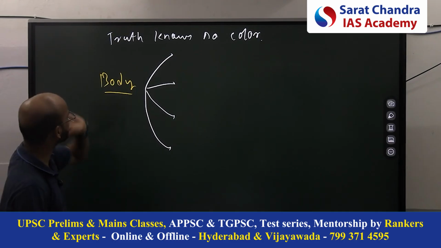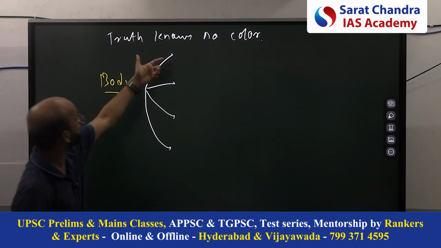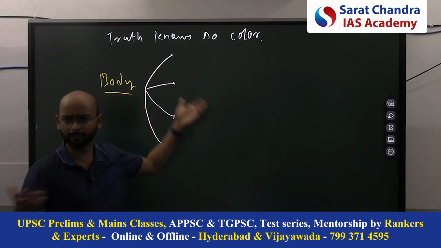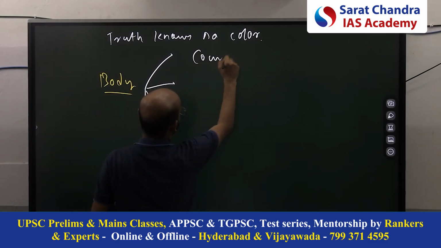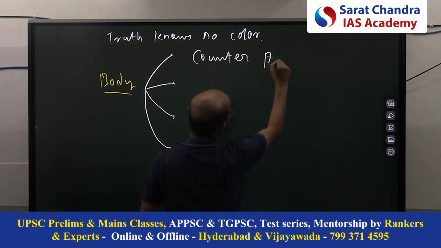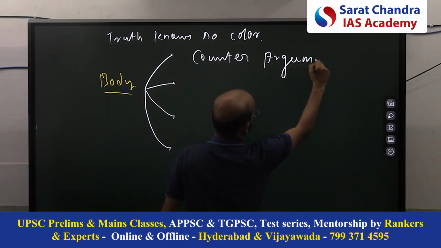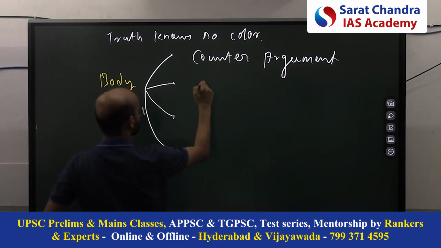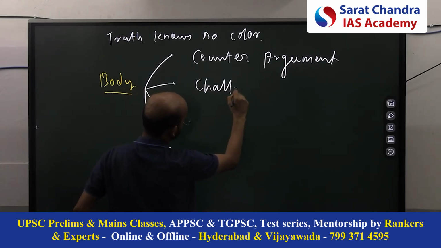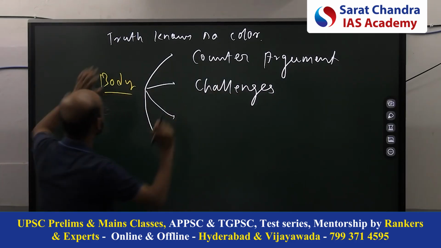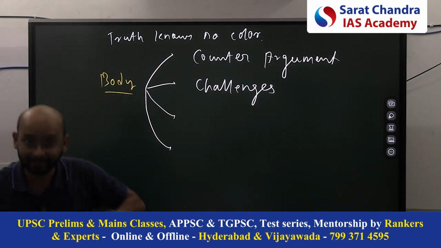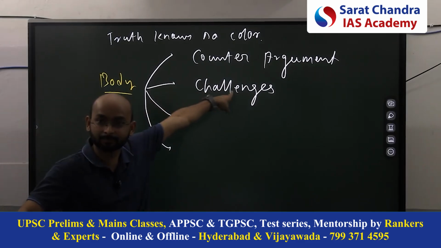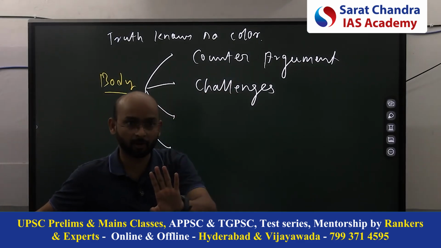Then next you will say what the challenges currently are. Simple. In the next paragraph, so one is the counter argument. Counter argument should be there. Another would be: what are the challenges to establish it? Challenges to establish that truth knows no color. Do you agree with it? Is it happening currently? Are there challenges or not?